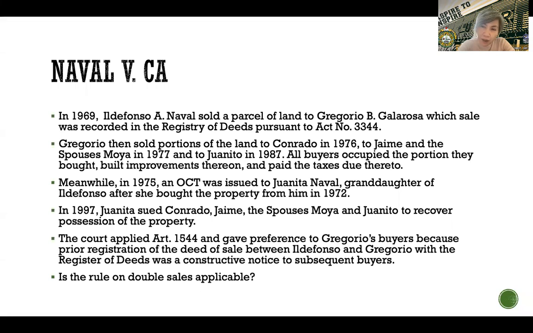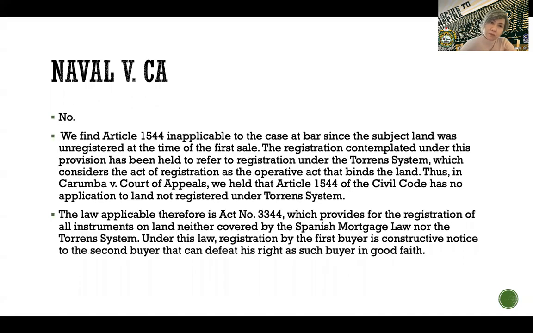So the issue for resolution, guys, is whether the rule of preference in double sales in Article 1544 is applicable to this particular situation. The Supreme Court held no. Article 1544 is inapplicable to the case at bar since the subject land was unregistered at the time of the first sale. The registration contemplated under this provision has been held to refer to registration under the Torrens system.